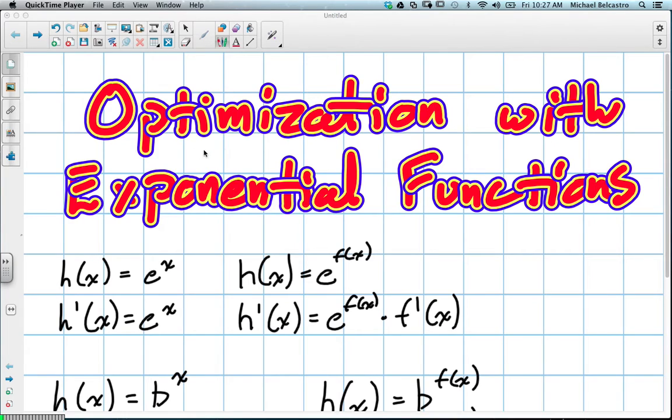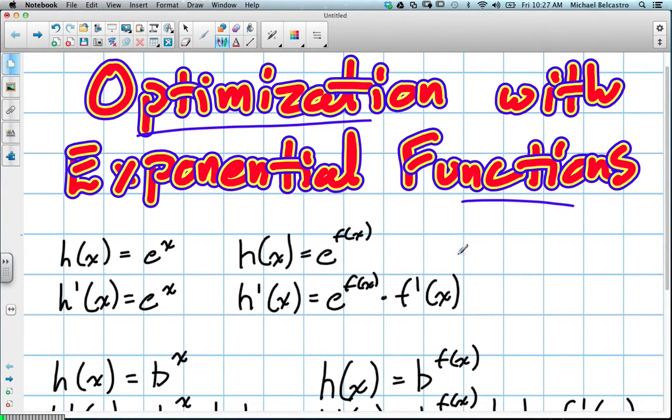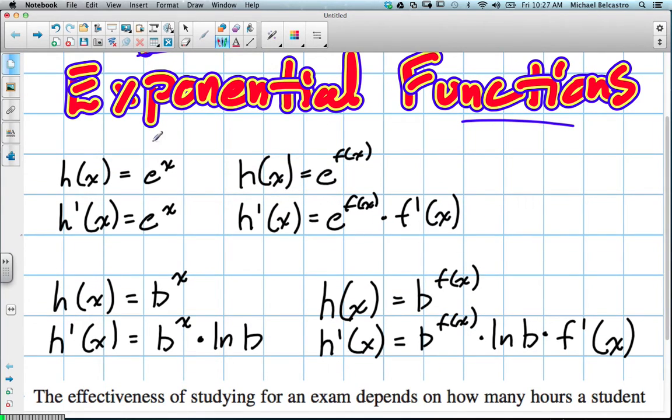Okay, so we're going to be optimizing with exponential functions. We're just going to go over a few rules before we start. If our function is the exponent with the base e, Euler's number, to the power of a variable, then the derivative is identical. Okay? So this is one we'll have to memorize as we go through it.